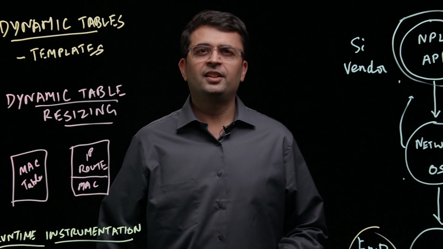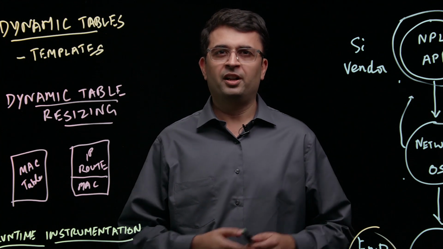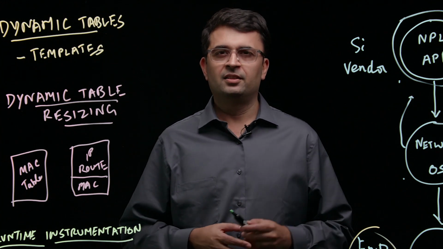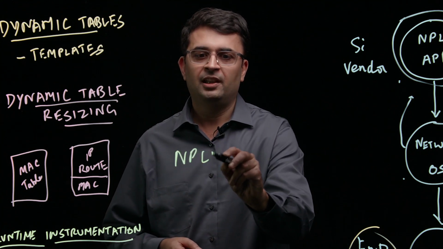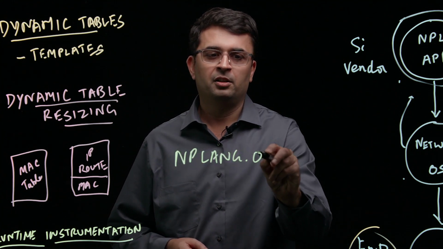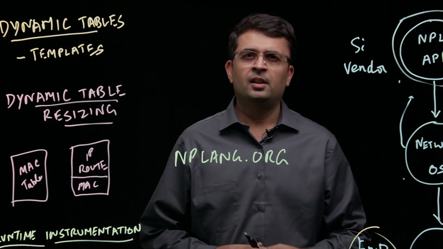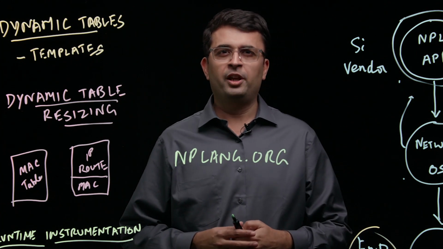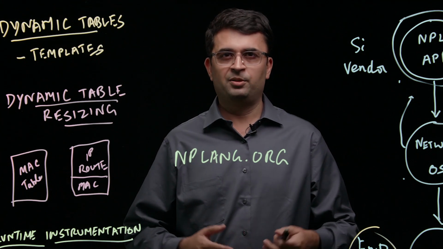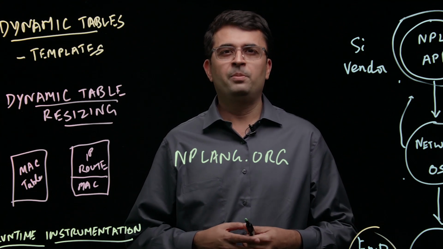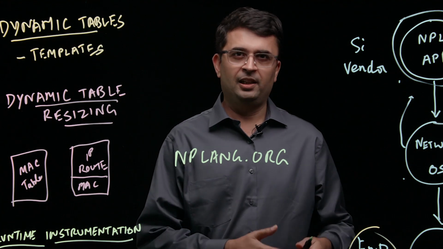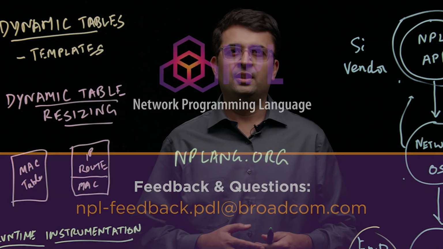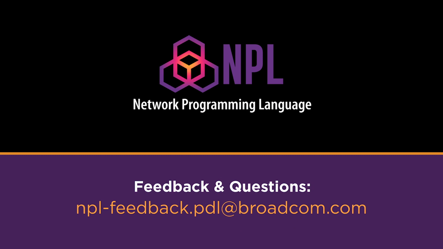So if you're interested in learning more about this or other NPL topics, there's a lot of useful information at nplang.org. And if you're interested in deploying runtime programmability in your actual networks, then the Broadcom Trident 4 and Jericho 2 devices are both NPL and runtime programmable. There is more information about these devices at the Broadcom webpage.